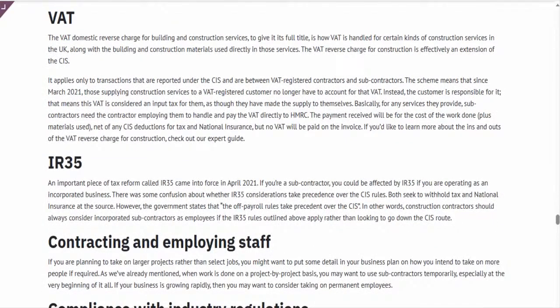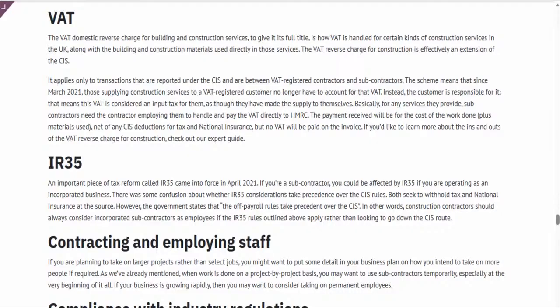VAT. The VAT Domestic Reverse Charge for Building and Construction Services, to give it its full title, is how VAT is handled for certain kinds of construction services in the UK, along with the building and construction materials used directly in those services. The VAT reverse charge for construction is effectively an extension of the CIS. It applies only to transactions that are reported under the CIS and are between VAT-registered contractors and subcontractors.